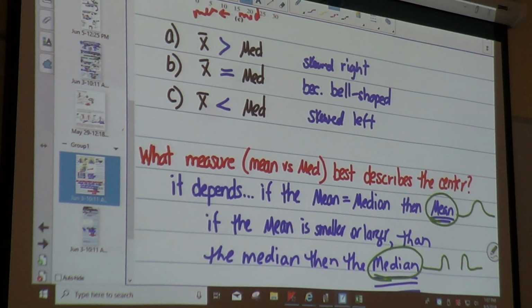The mode is always in the hump, so the mode doesn't matter. So the mean best describes your grades if it is bell-shaped. The median best describes your grades if it is skewed. So if it's bell-shaped or if it's skewed. So it's according to what the distribution looks like as to what best describes the data.